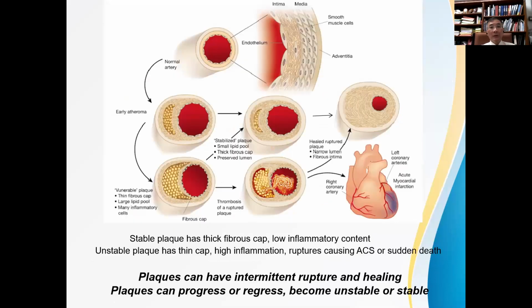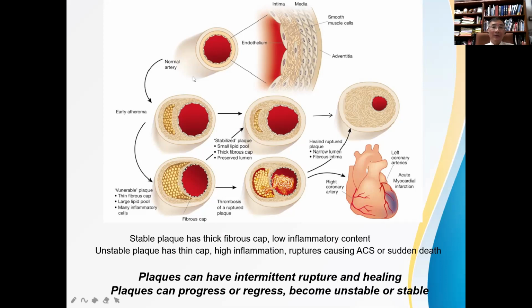the atheromatous core. The progression of the condition is confusing because while we know that the stable plaque has a thick cap with little inflammation, the unstable plaque has a thin cap, a lot of inflammation, can rupture, and therefore cause acute coronary syndrome or sudden death. Plaques can rupture and then heal intermittently, and plaques can progress, get worse, or regress and get better, so that the stable plaque can become unstable, but the unstable plaque can then become stable again.